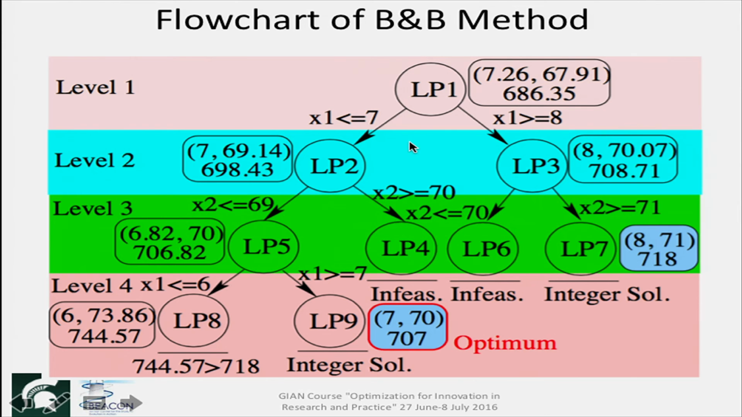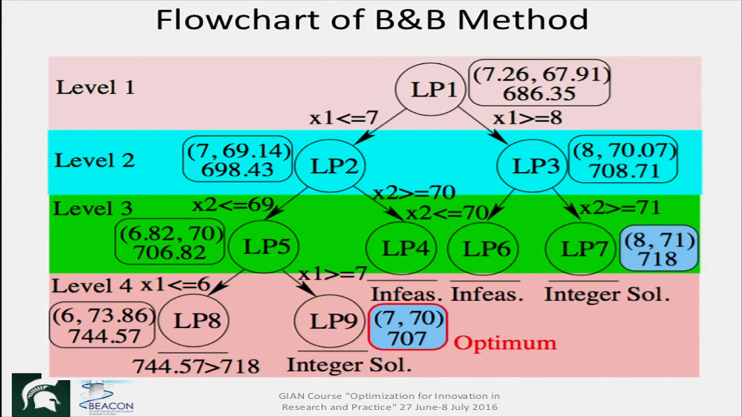Everything got bounded, and here is the complex structure. LP1 I split it into two, then LP3 got split, LP2 got split, but one of them is infeasible. One of them is infeasible, the other one I got the integer solution. This becomes a standard at level 3. But now when I came to level 4, one of them I got integer and the other one I got an infeasible, but this value is worse than 718, so I did not continue. Okay, so this is a problem where all the three termination conditions have been applied.